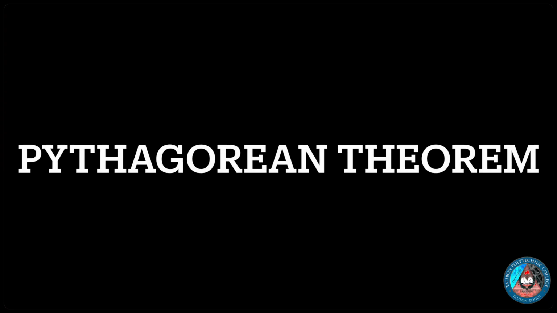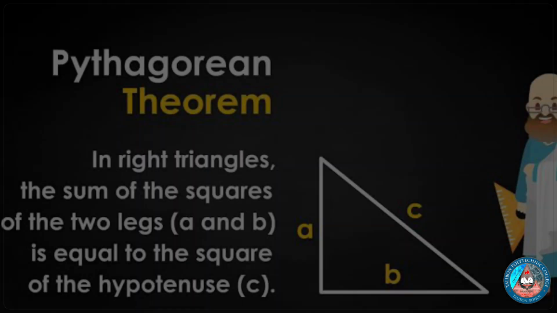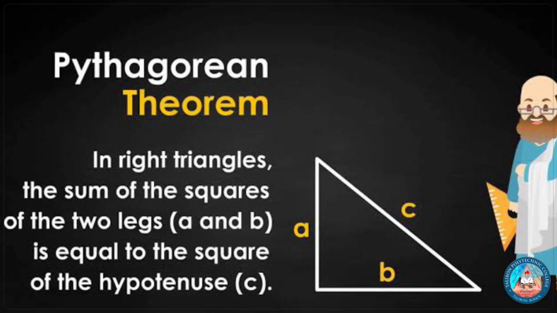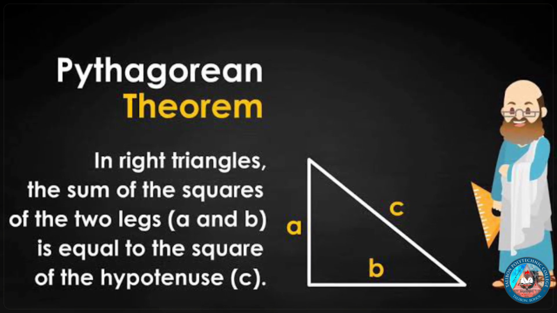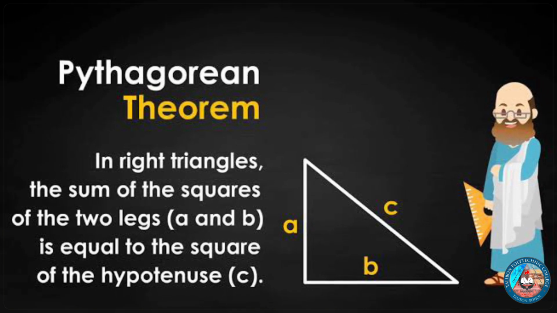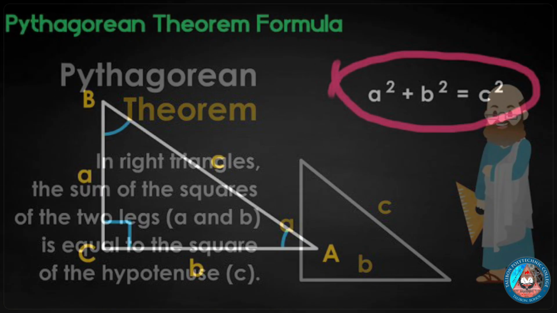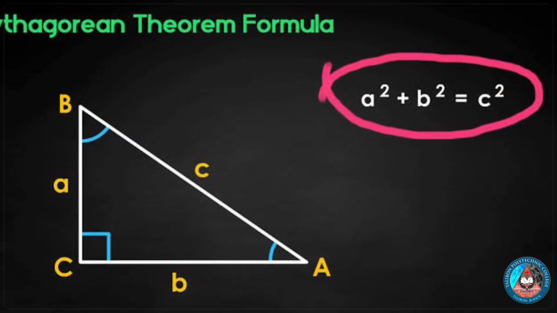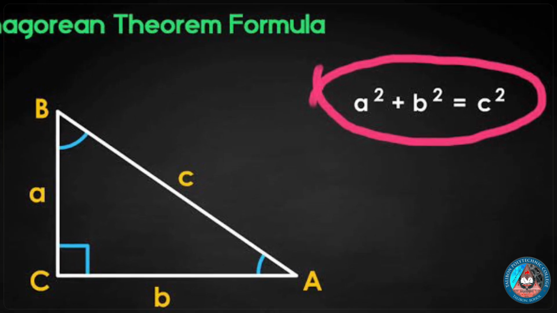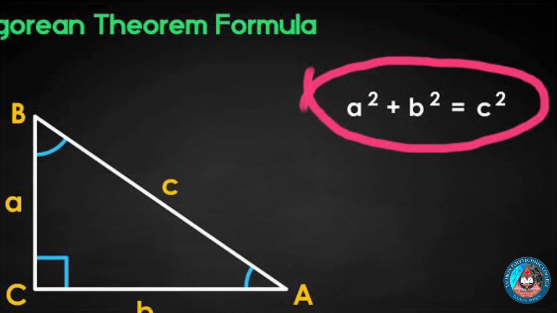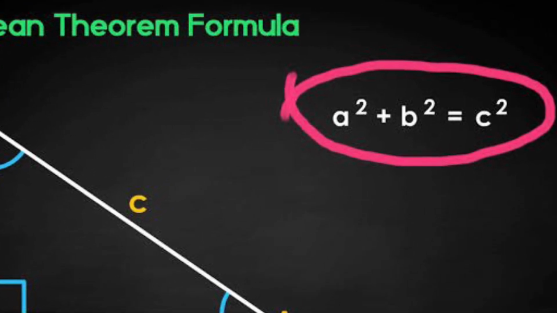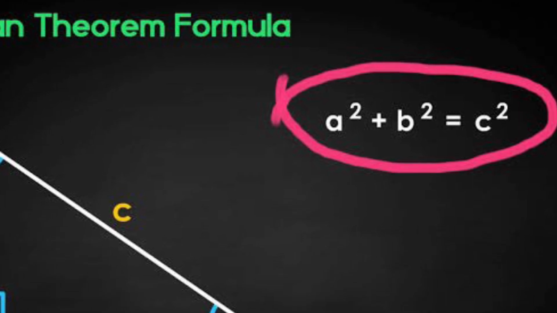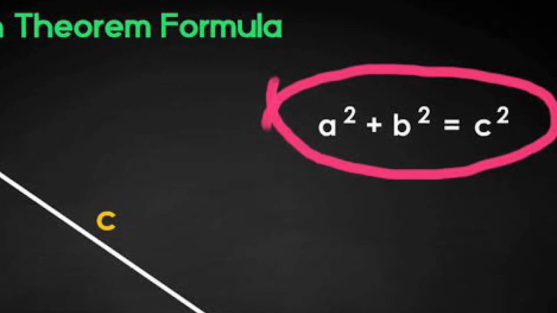Let us proceed to understanding the Pythagorean theorem. The Pythagorean theorem states that the sum of the squares of the two sides or legs of the right triangle is always equal to the square of the hypotenuse. Or in symbols, we have a squared plus b squared is equal to c squared, where a and b are the legs and c is the hypotenuse. And remember that this equation, the Pythagorean theorem, is only applicable in right triangles.